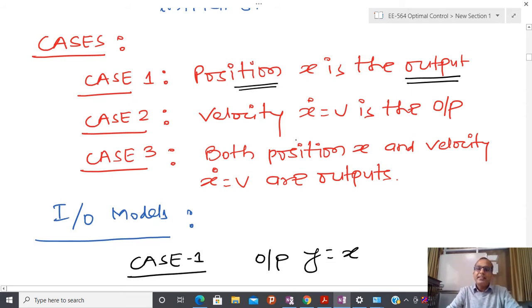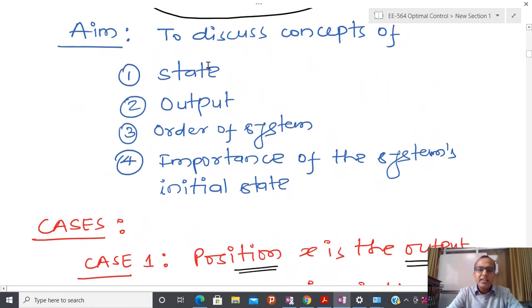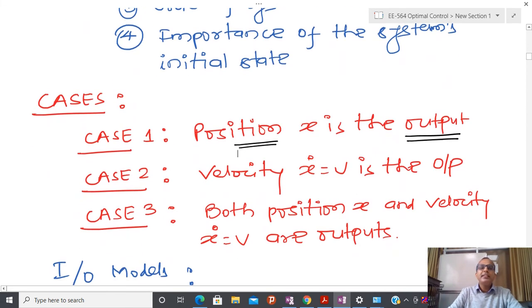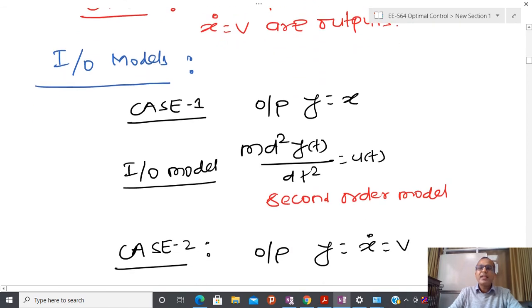So you can interpret it like this: you are driving a car, and you are just interested in the position. Someone who loves driving a car very fast is also concerned with velocity, and someone is interested in both. So try to understand how these four things, state, output, order of system, and importance of system's initial state, are associated if I fix case 1. So first try to understand the input output model.